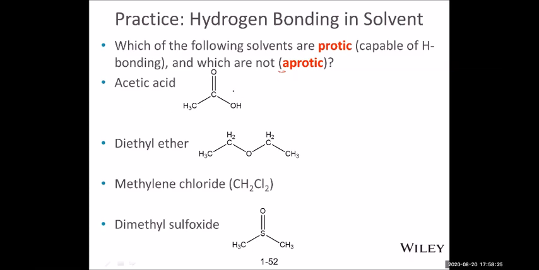So look at the first one, acetic acid. The acetic acid is the C double bond O with OH. Apparently, this can form hydrogen bonding, so this is protic. The next one is also an organic solvent, a very common one. You can see the hydrogens bond with carbon, hydrogen bond with carbon, carbon, carbon. The hydrogen bonded with carbon is not able to form hydrogen bonding. Even though it has hydrogen, it cannot form hydrogen bonding. So this is aprotic, not protic.